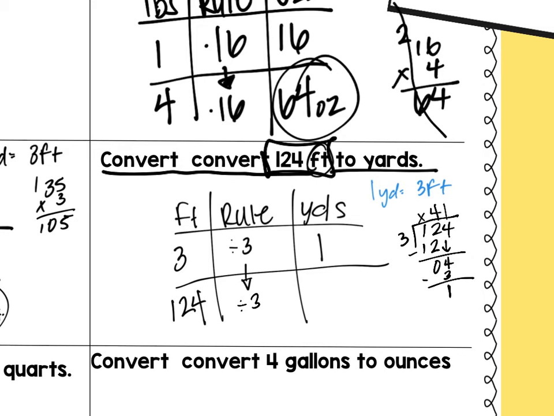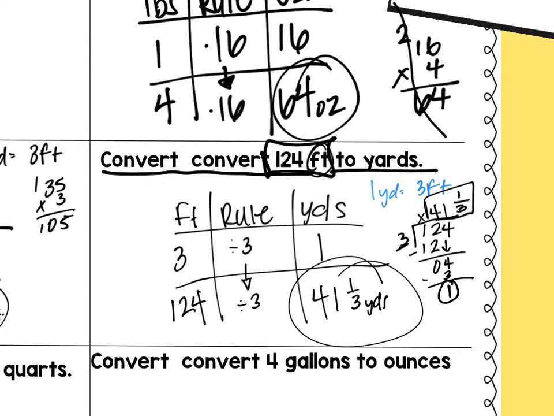And I have a remainder of 1, but we don't have remainders in 5th grade anymore, so I'm going to turn this into a fraction. My remainder goes on top, and my denominator is my divisor. So 41 1/3 yards. There are 41 1/3 yards in 124 feet.